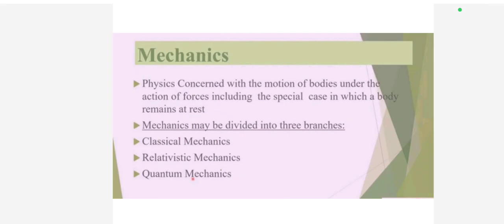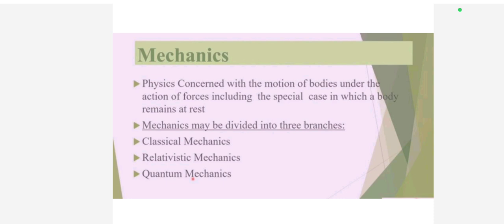Next, mechanics. Mechanics is the physics concerned with the motion of bodies under the action of forces, including the special case in which a body remains at rest. As for the background of quantum mechanics, it was developed after classical mechanics, because classical mechanics failed when we explained different phenomena and objects. Scientists then introduced quantum mechanics.